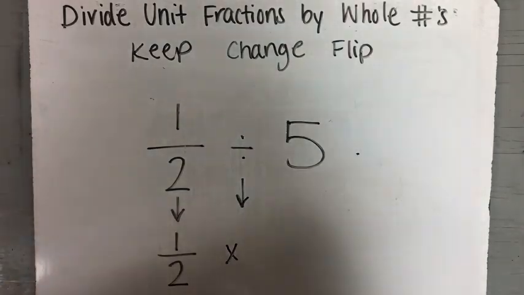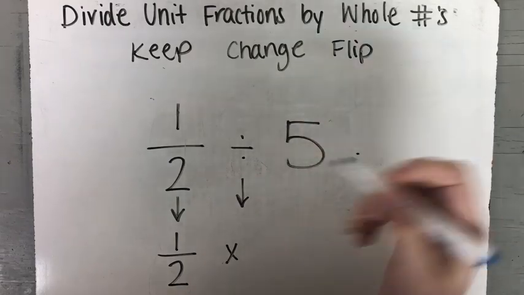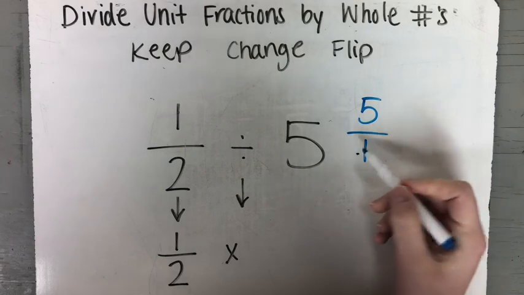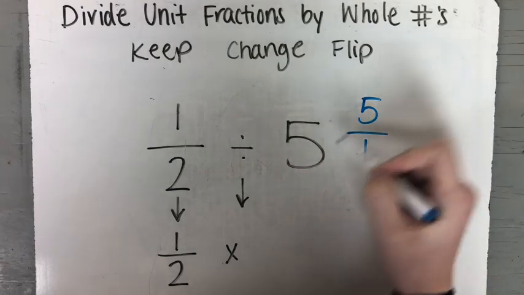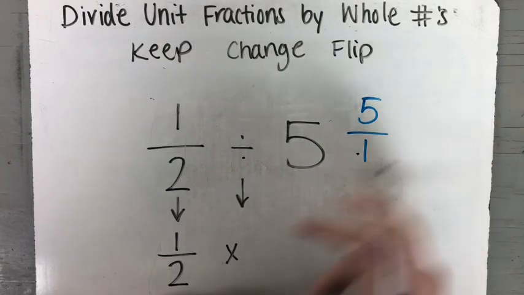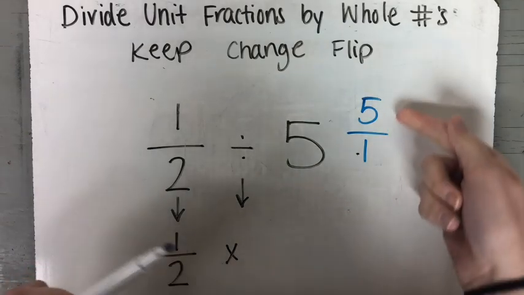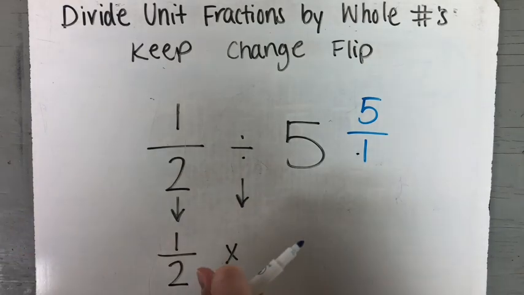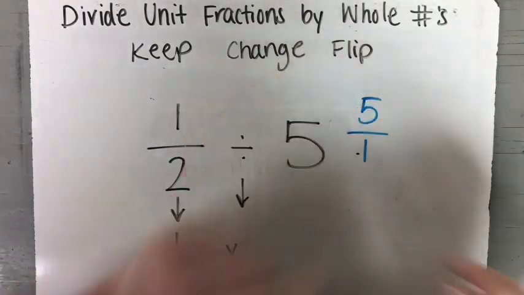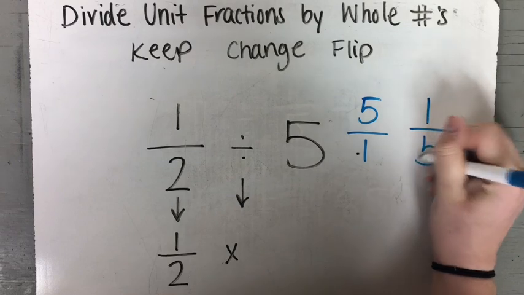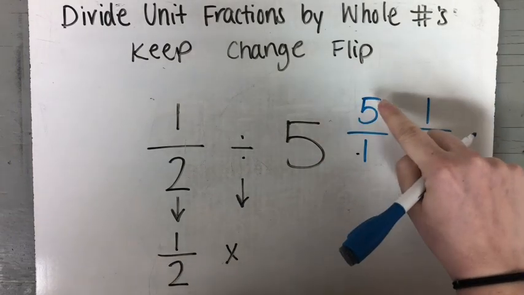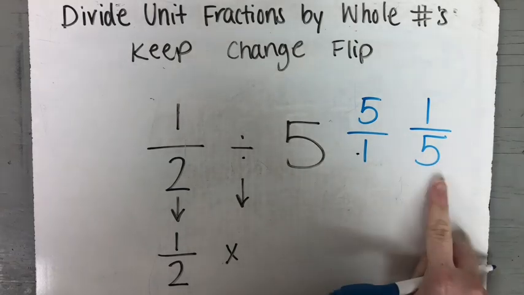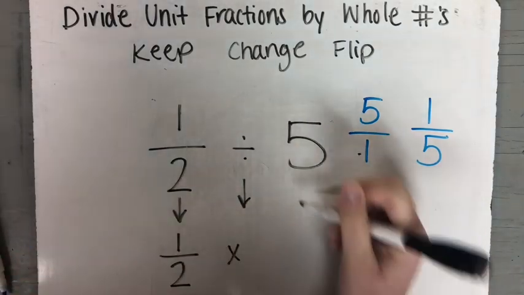Well, we know that we can write a whole number as a fraction by putting it over 1. Okay, so we could take this 5 and write 5 over 1 to write it as a fraction. All right, but we need to flip this fraction in order for us to solve this problem. So to flip it, we're going to do exactly what we did last time, where our 1 will now become our numerator and our 5 will now become our denominator. So 5 turns into 1/5.